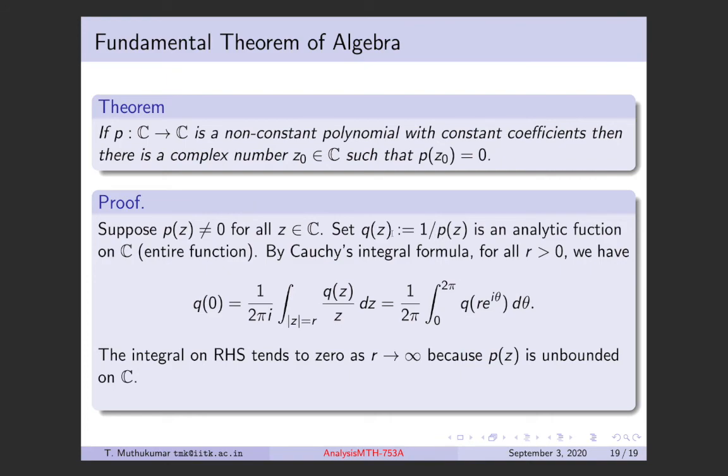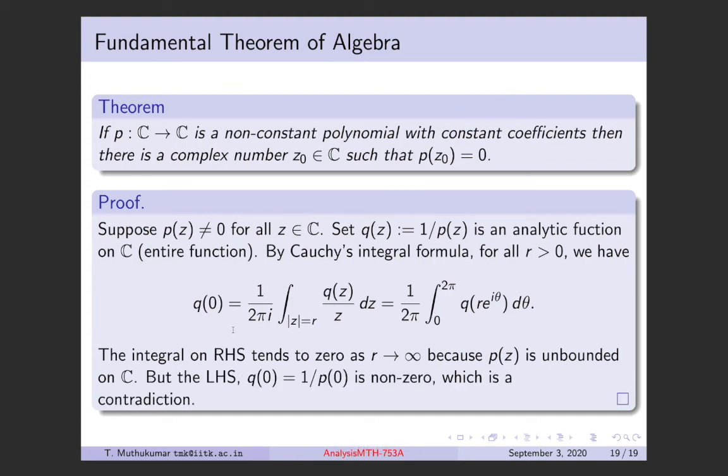And why does that happen? Because by the definition of q, q is 1 over p(z), right? P is unbounded. So when r goes to infinity, that basically means that mod z goes to infinity. When mod z goes to infinity, p(z) goes to infinity, which means q(z) goes to 0. So as r goes to infinity, this quantity here goes to 0, whereas this is on the LHS. So this entire quantity becomes 0.